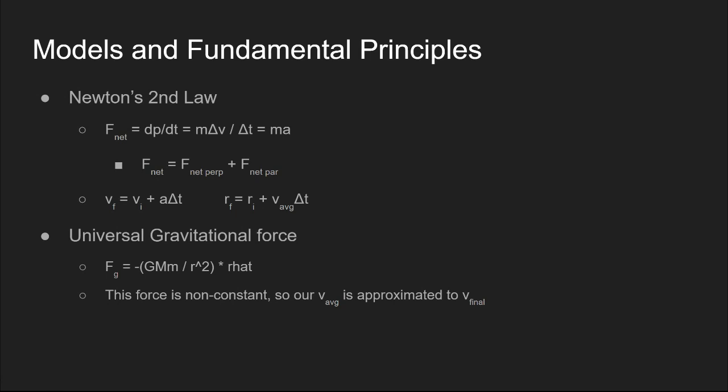Another principle we use is the universal gravitational force, which allows us to calculate the force exerted on an object, such as a spaceship, by another object, such as a black hole. One thing to note is that since universal gravitational force is a non-constant force, the average velocity can be approximated to the final velocity when using the position update formula.